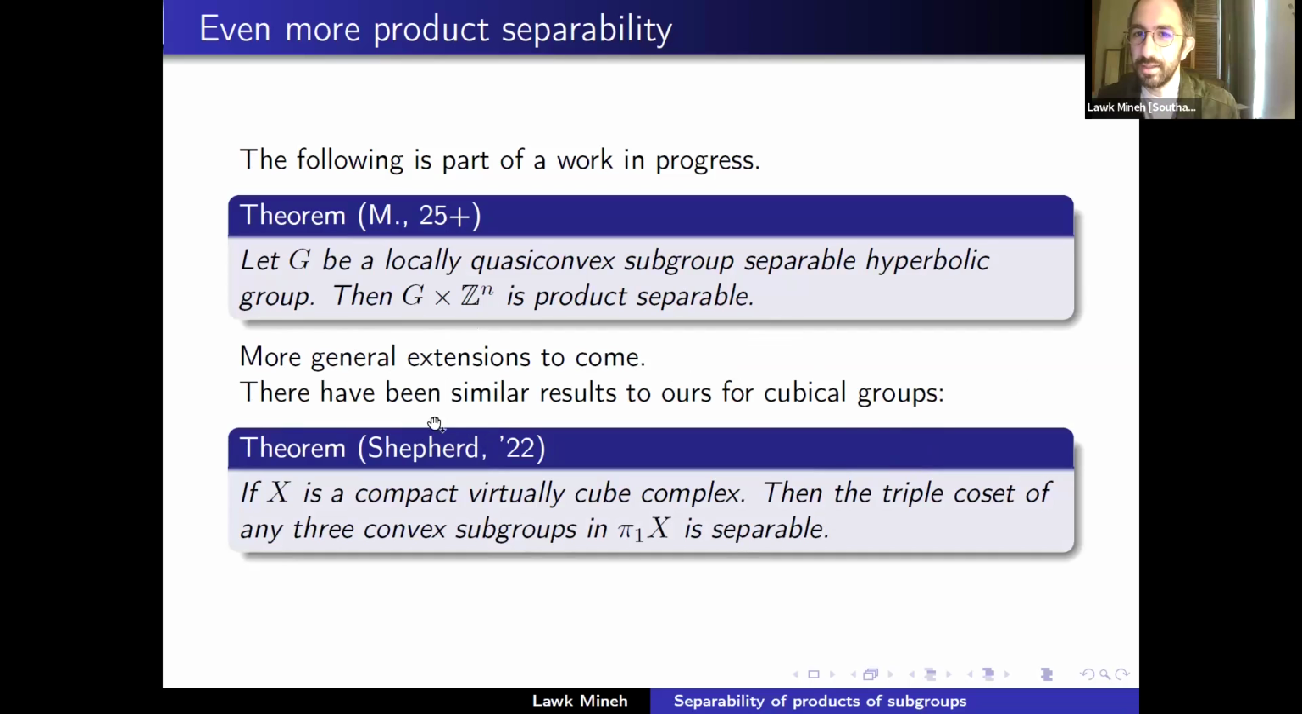He showed this result for cubical groups. This is a couple of years ago: if you've got a compact virtually special cube complex, then triple cosets of any free convex subgroups in the fundamental group are separable. So you have these convex subgroups that are nice subgroups, and maybe you don't have all the possible cosets, but triple cosets are separable. I think probably in the future, sometime, all the cosets are to come.